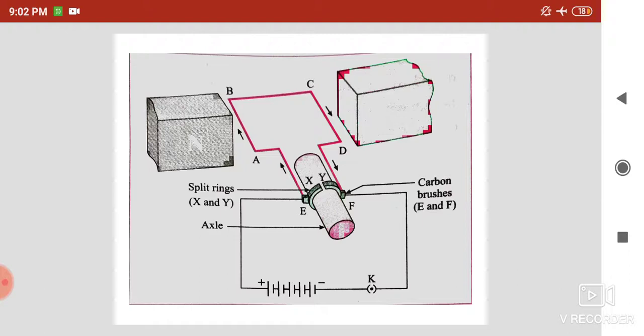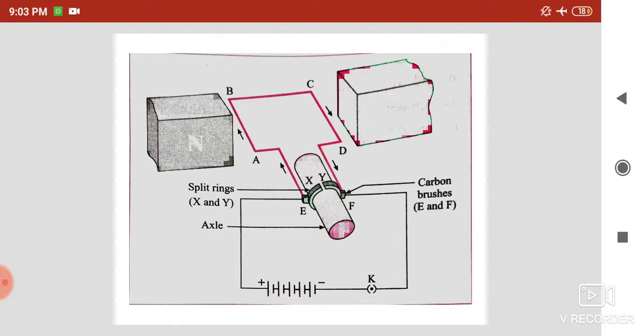Then the ends of the loop are connected to two halves X and Y, as shown in the figure. X and Y are the two halves of the split ring. The two ends of the wire are connected to X and Y of the split ring, and the outer conducting surfaces of X and Y are connected with carbon brushes E and F respectively. So you can see the construction, it is very easy. After seeing the construction, now let us see how this electric motor works.